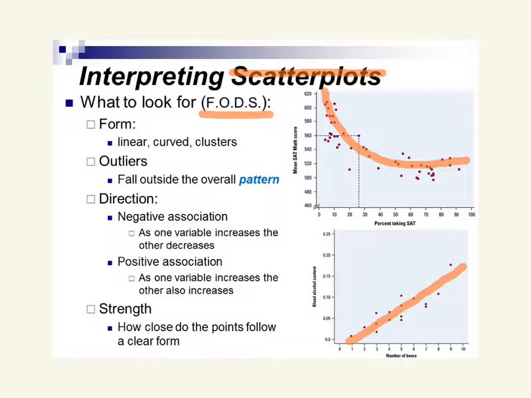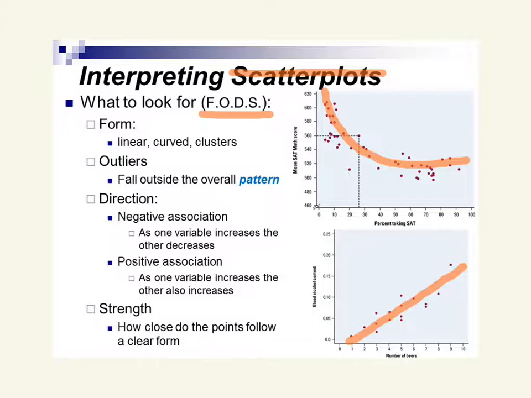The O step of FODS is outliers. Are there any points that don't follow the form that we identified up above? When I look at both of these scatter plots, neither one of them really has a point that jumps out at us as a possible outlier. Everything here for the most part follows the general form, so probably not any outliers in either one of these sets of data, okay?